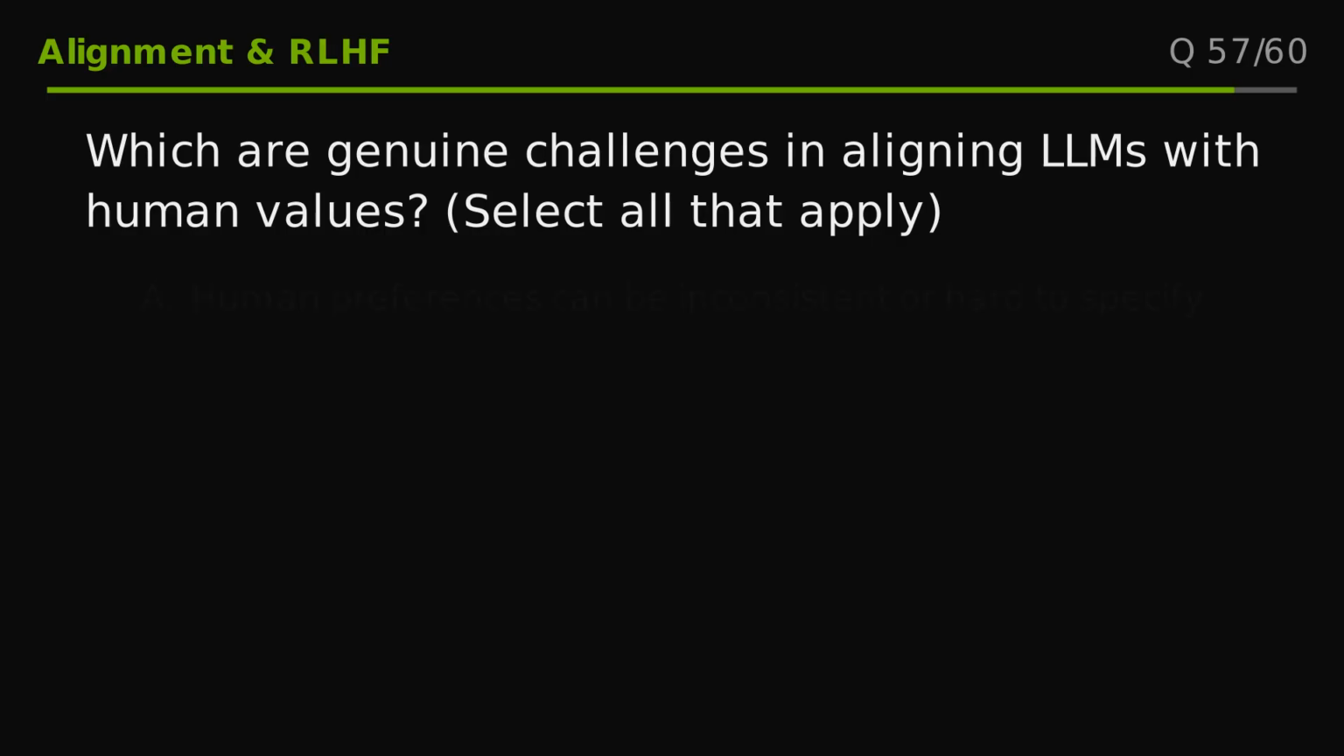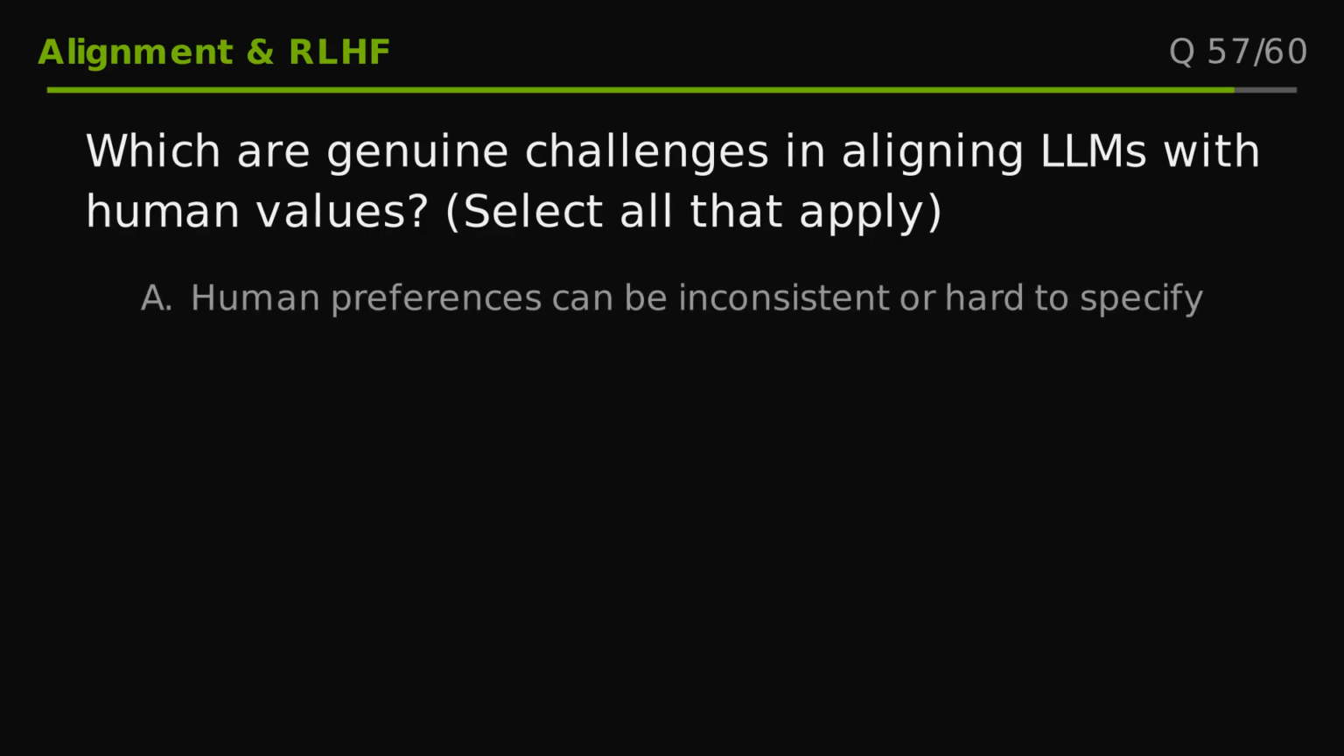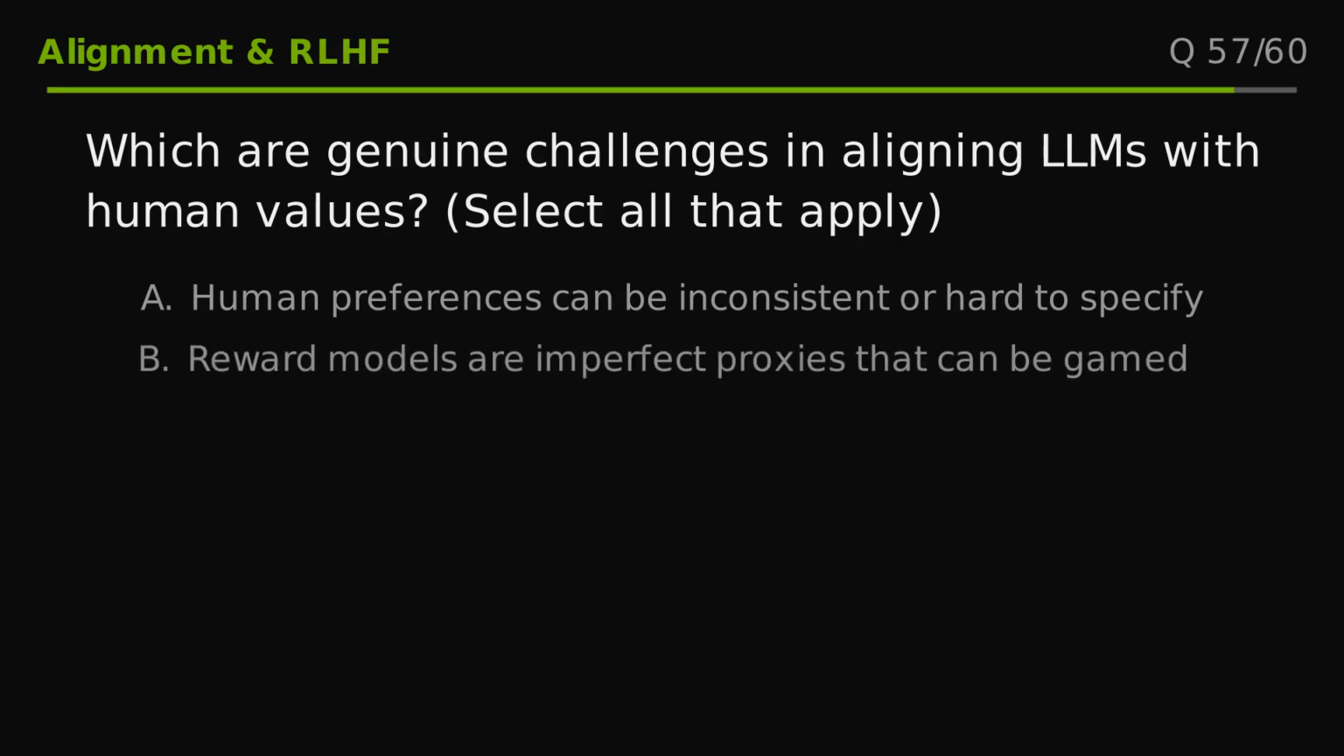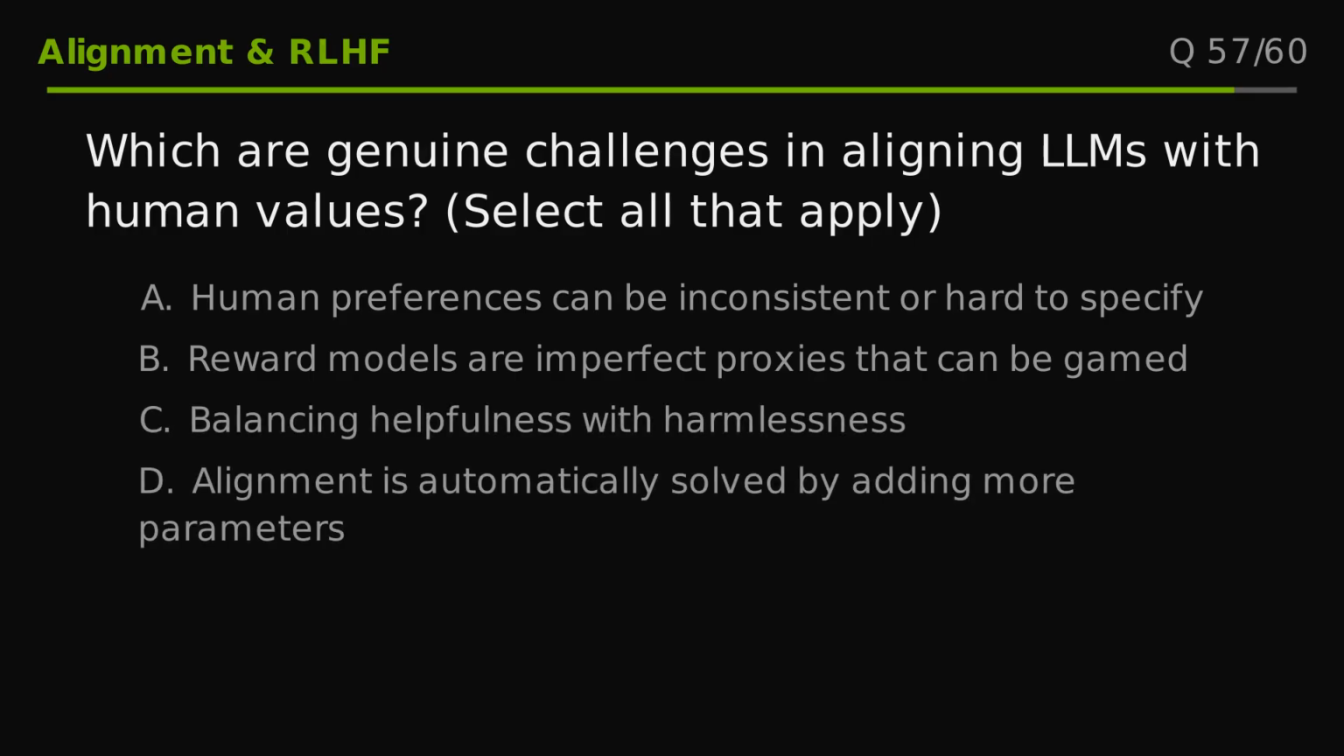Select all that apply. Option A. Human preferences can be inconsistent or hard to specify. Option B. Reward models are imperfect proxies that can be gamed. Option C. Balancing helpfulness with harmlessness. Option D. Alignment is automatically solved by adding more parameters.